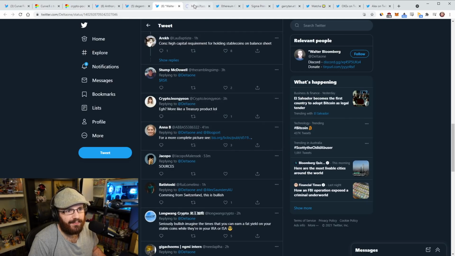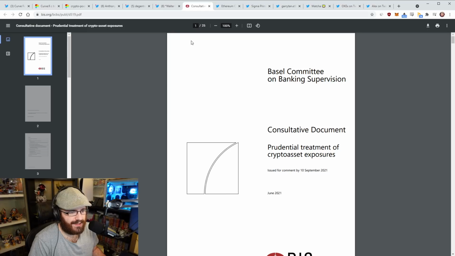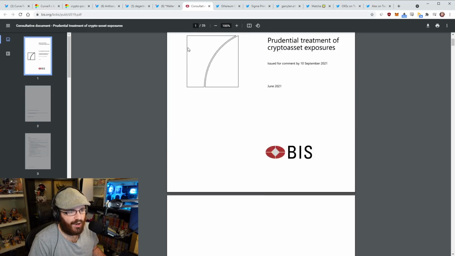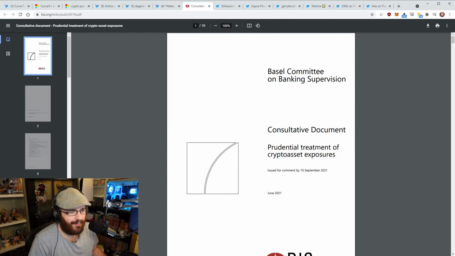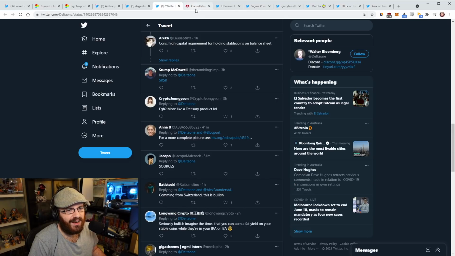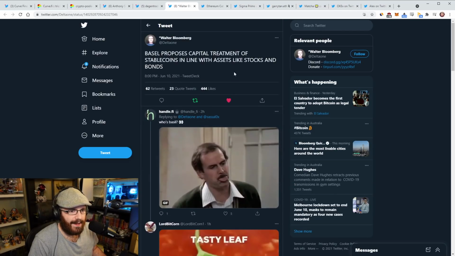Okay, there's a more complete picture here. Maybe this is a regulator, part of the Bank for International Settlements here. Yeah, I think so. Okay, I get it. Basel Committee on Banking Supervision. Okay, so it's a pretty big regulatory body here. But essentially, this is pretty bullish because if you treat stablecoins like assets like stocks and bonds, well, then you're just treating them like any other normal asset out there. And they're being regulated like any other asset out there.